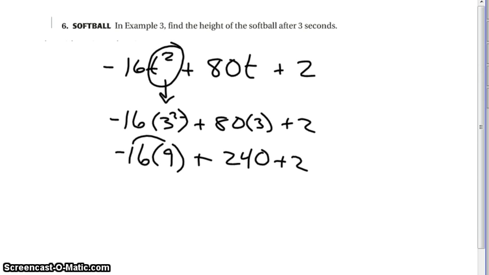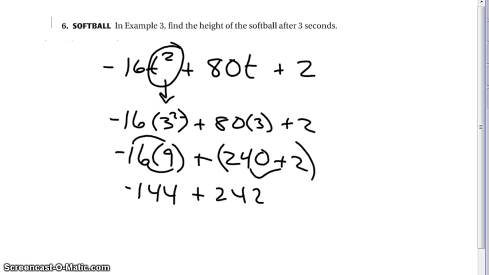And now, has anyone calculated 16 times 9? What is 10 times 9? 90, and 6 times 9? 54. 90 plus 54? Negative 144, good. Plus 242. I'm using the associative property there, aren't I? Oh, and when we add that up, what do we have? 242 minus 144? 98. Wow.